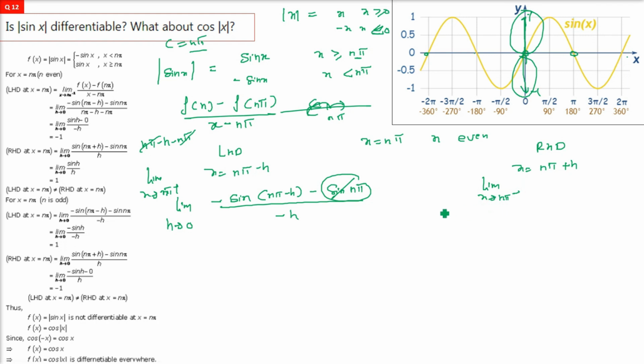Here also we'll do the same thing. Limit h tends to 0. Now which function are you going to use? You are going to use x greater than or equal to n pi here. So it will be a positive sin x.